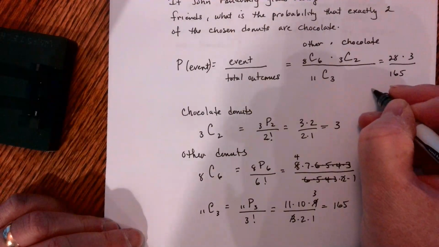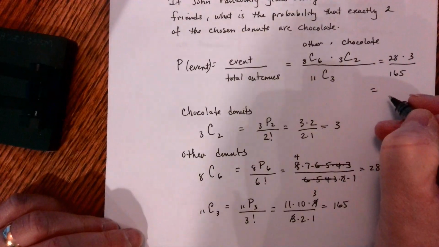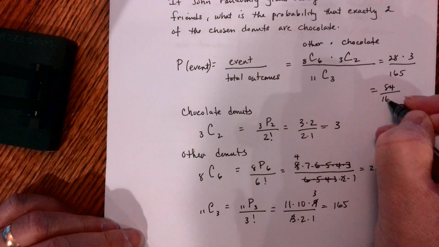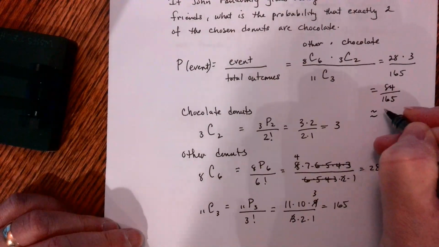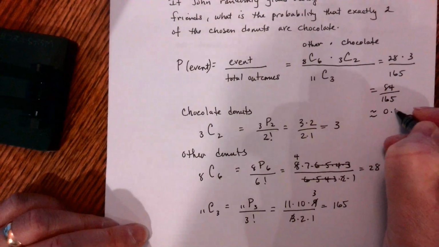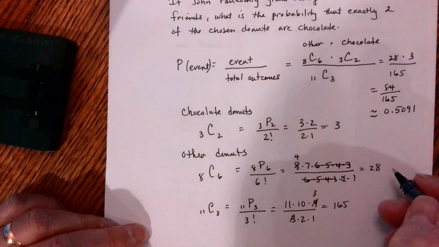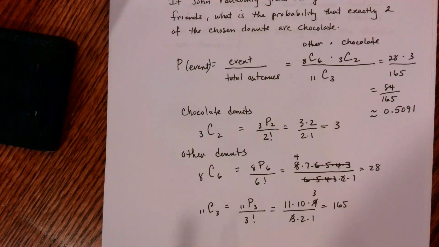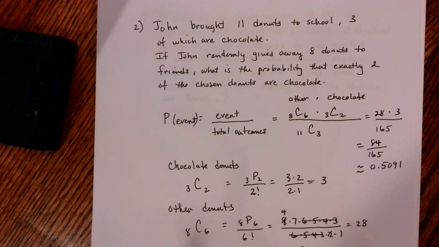Now, if my math is correct and everything works out here, I'm going to end up with 84 divided by 165, or approximately 0.5091. So my probability is 0.5091 that of the 8 donuts that John was going to select, 2 of them would be chocolate.